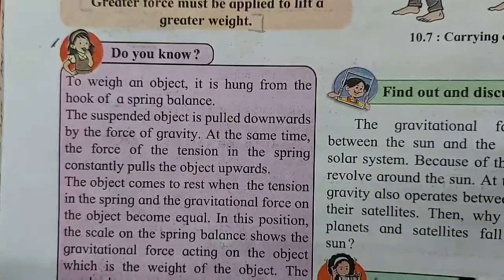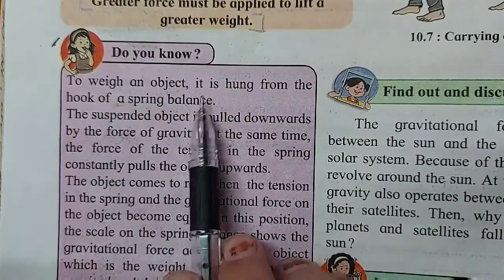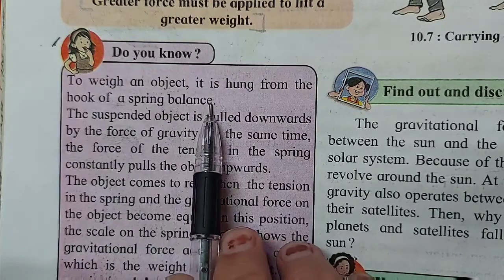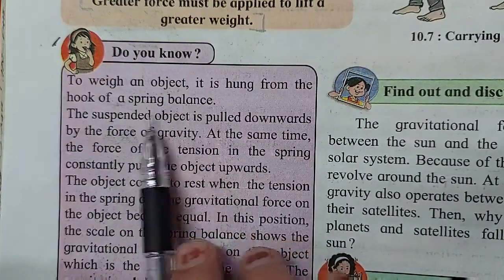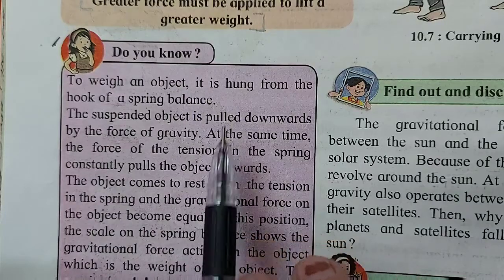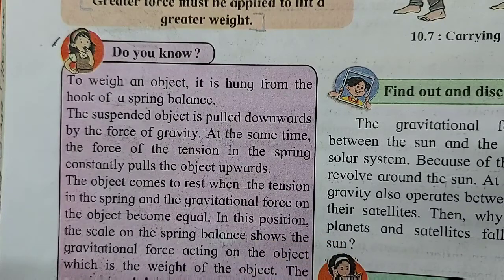Do you know? To weigh an object, it is hung from the hook of a spring balance. You all have seen the spring balance. What is a spring balance? Spring balance is that small machine-like instrument which is normally used by the raddi wala. They collect the newspapers from our house or all the scraps. So what do they do? They have a hook on that machine.